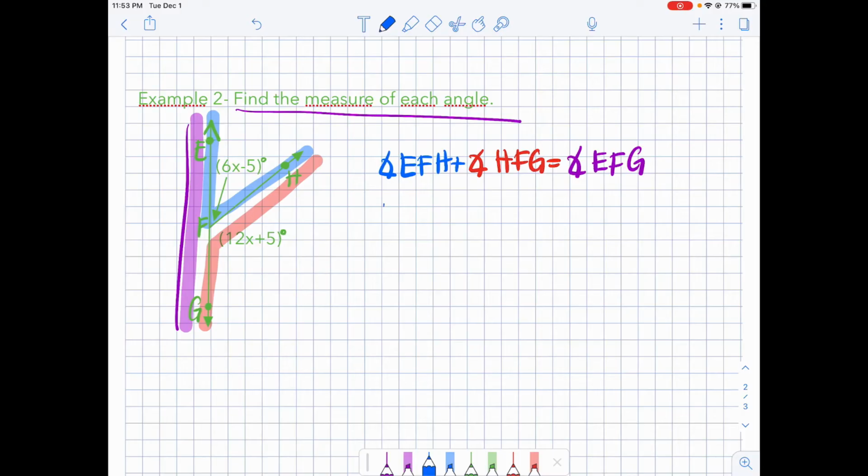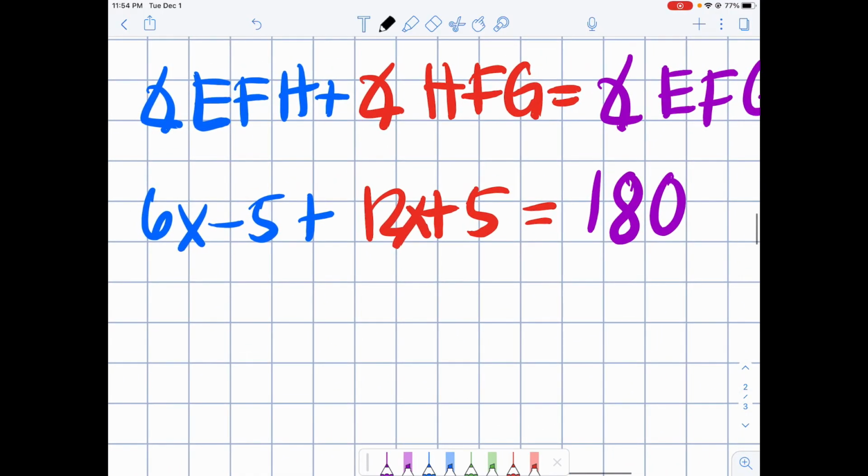So we have 6x minus 5 plus 12x plus 5 is equal to, well, what is this angle? What type of angle is it? If we go back to our notes from chapter 1, hopefully you remember that this is a straight angle. And what is a straight angle equal to? 180 degrees.